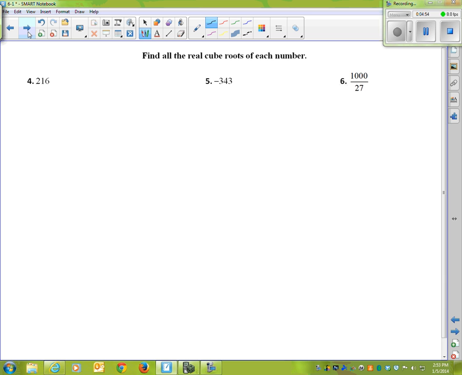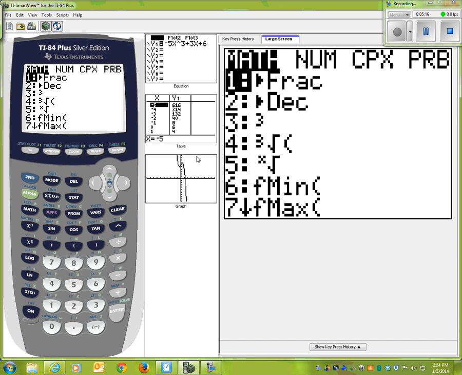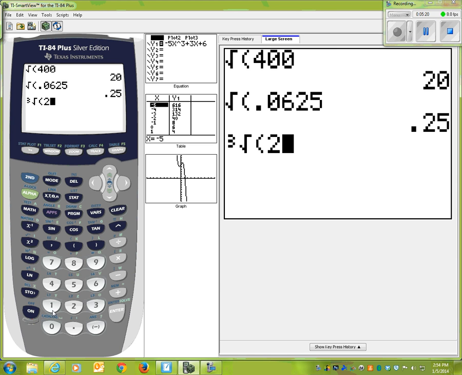The next set asks you to find the real cube root of each number. So again, we can just go to our calculator for this. 216. I'm looking for the cube root. I know it's a positive number, so my solution will be positive. Cube roots, you go to the math. Right here, it's number 4 and 216. I get that it's 6.